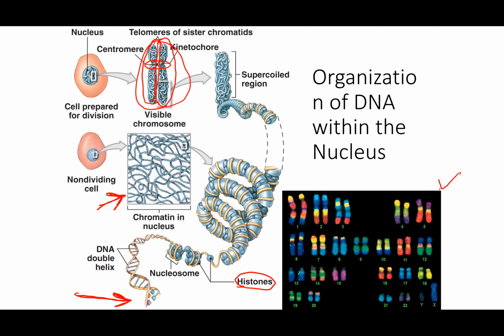Down below here, this colorful picture is showing a karyotype. This is all of the DNA, the chromosomes, for an individual. And the colors represent specific genes and areas. Looking at this karyotype, can anybody tell me if it's a male or a female karyotype? You can put it in the chat if you don't want to speak up. Male or female?